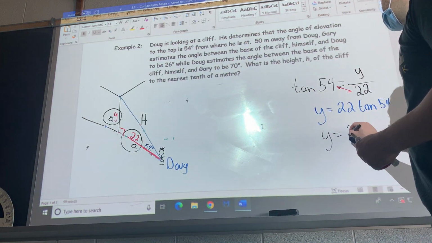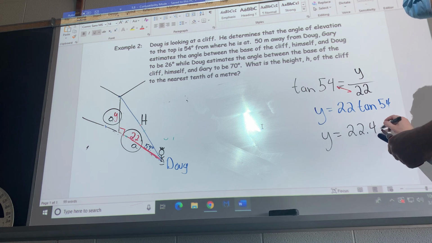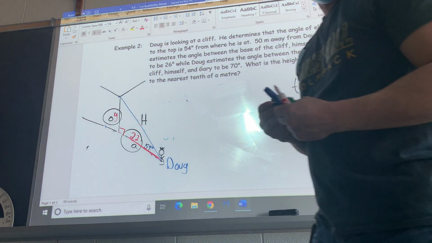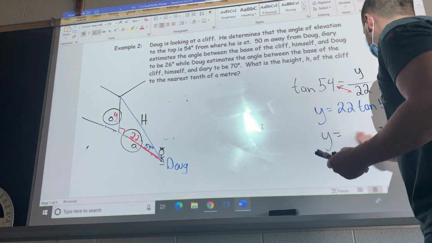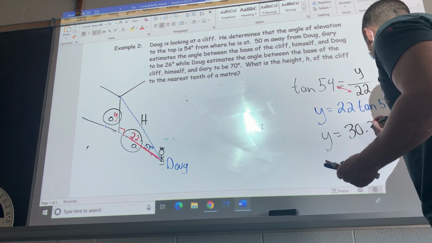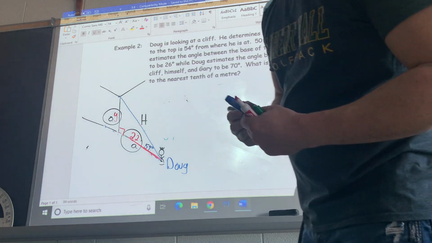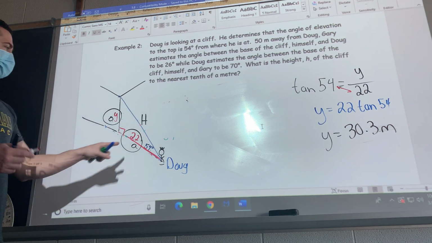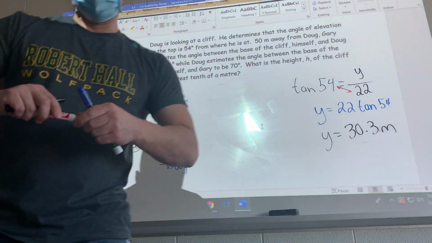So y is 22.4. I would assume it's meters, yeah. Meters. Sorry, whoa, not even close. 30.3 meters. Sorry, I was thinking about the previous question when I wrote 22.